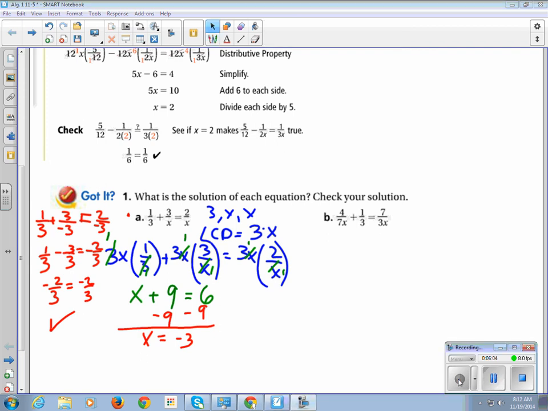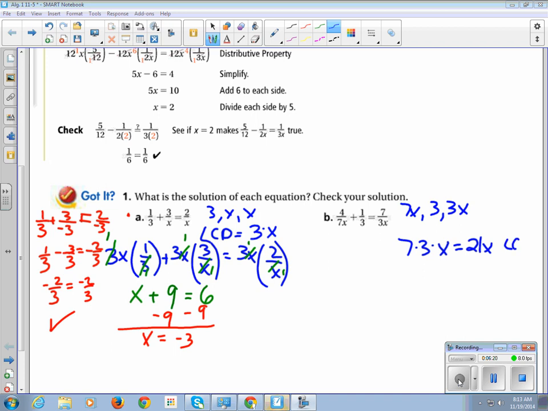All right, next, B. Let's do B together. My denominators are 7x, 3, and 3x. So I have a 7, a 3, and an x. That gives me 21x as my LCD. So I'm going to multiply everything by 21x.